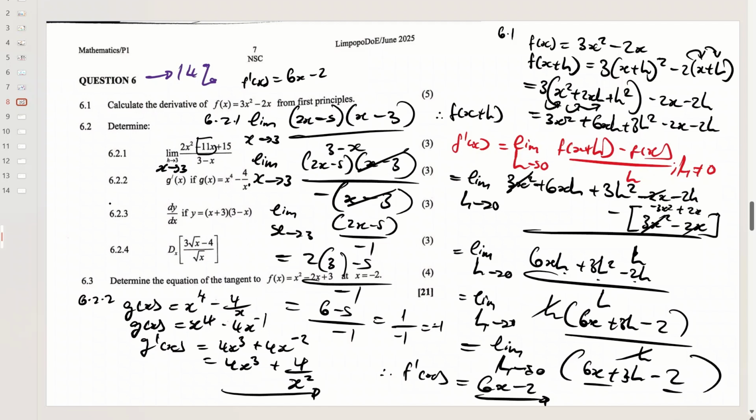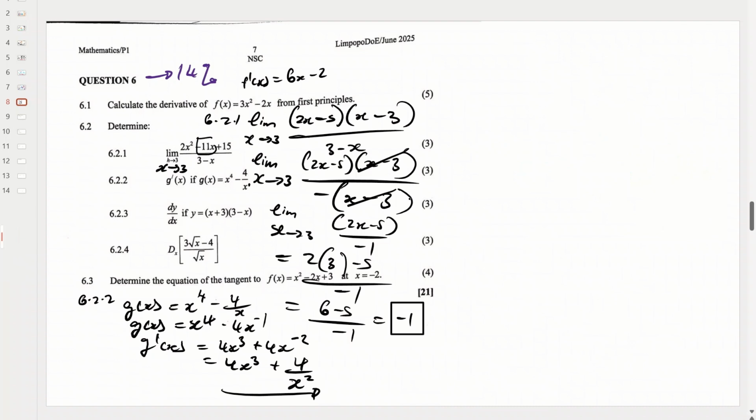So now, guys, I have to make a space for 6.2. I have to erase this part. You want me to do that? Okay, yes. Okay, so moving to the next question, 2.3. We are given y equals x plus 3, and then 3 minus x.